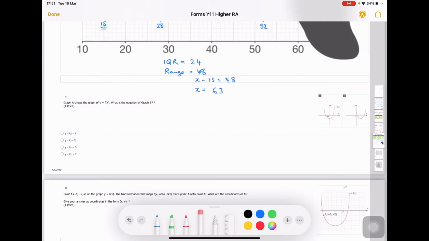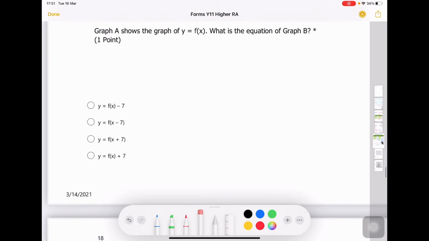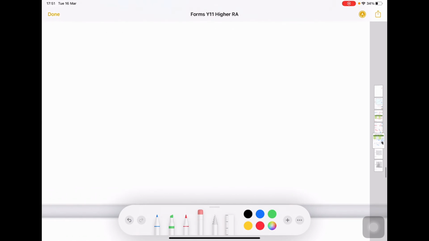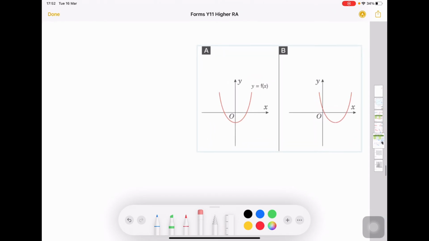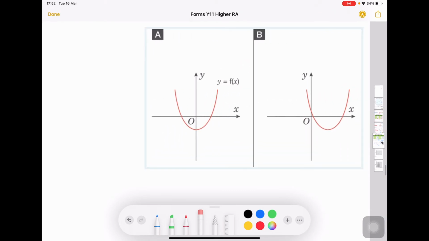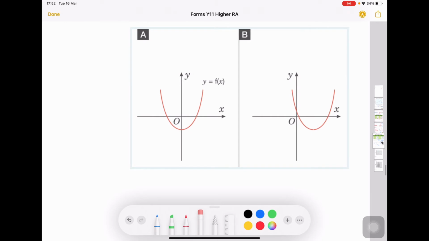Question 17. Graph A shows the graph of y equals f of x. What is the equation of graph B? So we have some options here. Depending on the type of transformation, we need to select one of them. So graph A is f of x. We need to work out what graph B is.